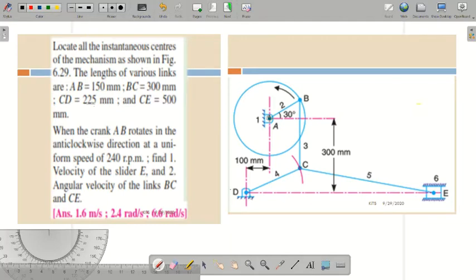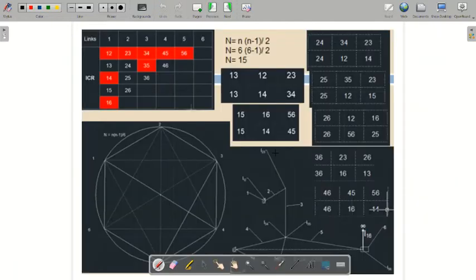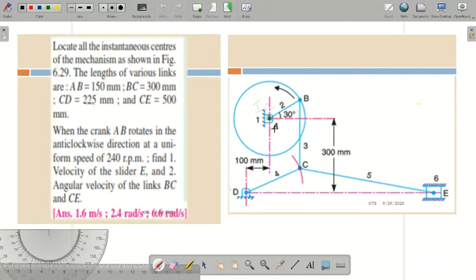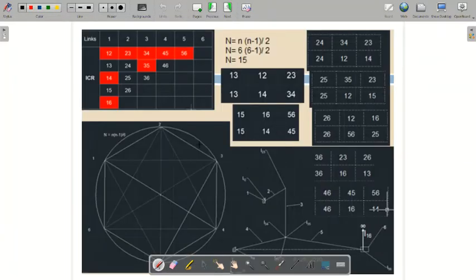This is the point, I1 2. This is what they have marked here. Connect 1 and 2, and at this point, this is 1 and 2. This point is common to link 1 and 2. So this is I1 2. Next, if you have finished, that means you shade it or put a tick mark here.